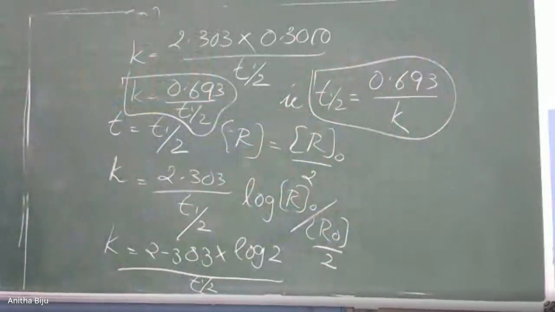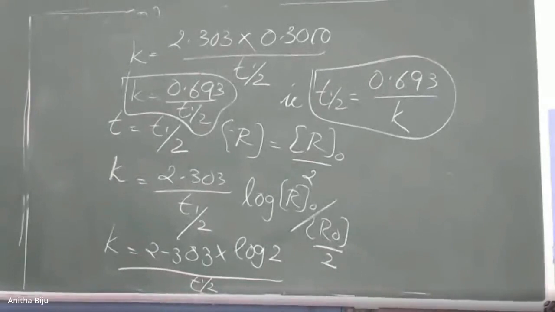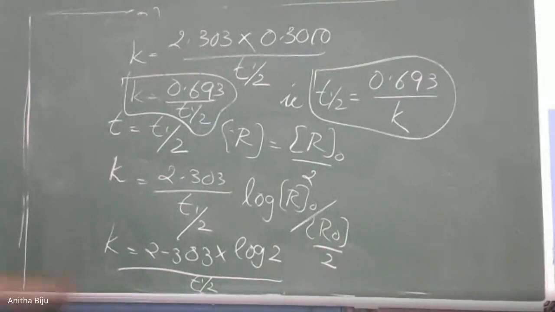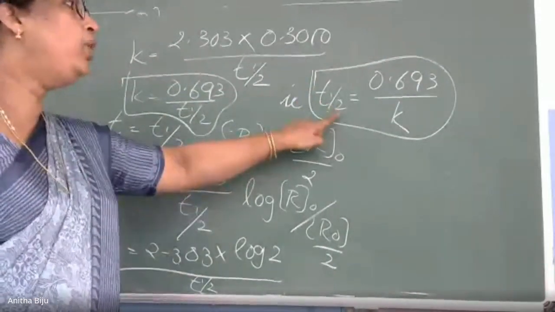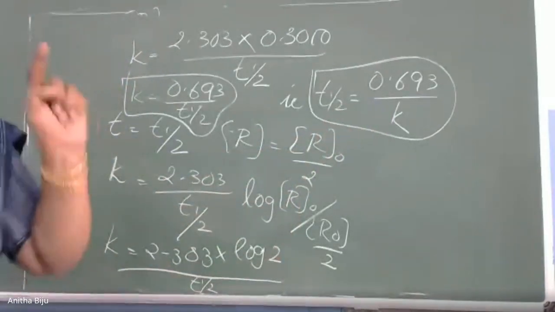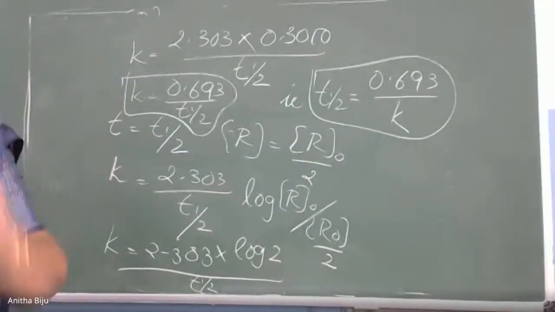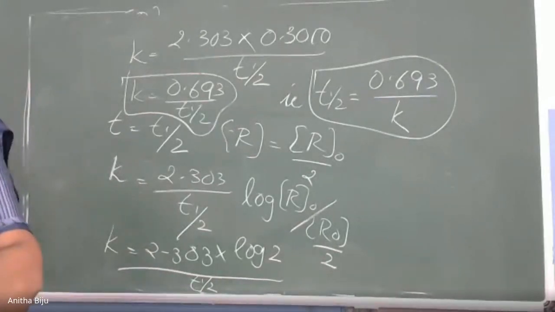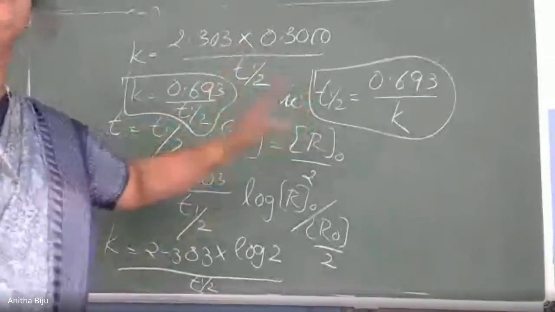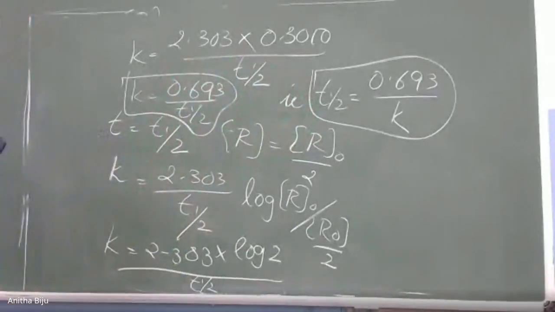So from the formula, we can conclude that the half-life period of a first order reaction is independent of the initial concentration of reactant. Because see the formula, T half equals 0.693 by K. In this formula, the molar concentration of reactant is not included. It is not there. So that is why the conclusion is that the half-life period of a first order reaction is independent of the initial concentration of reactant.